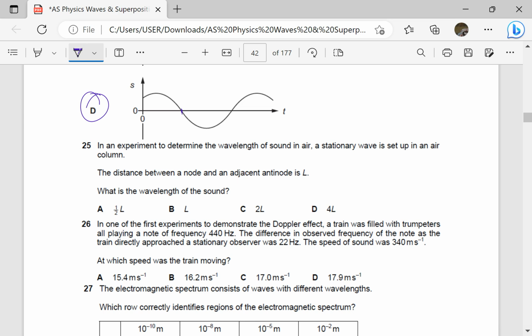In an experiment to determine the wavelength of sound in air, a stationary wave is set up in an air column. The distance between a node and an adjacent antinode is a quarter wavelength. Think about a node and an antinode here: this is a quarter of a cycle, so it is a quarter wavelength. What's the wavelength? It is simply 4 times L, so this will be 4L.